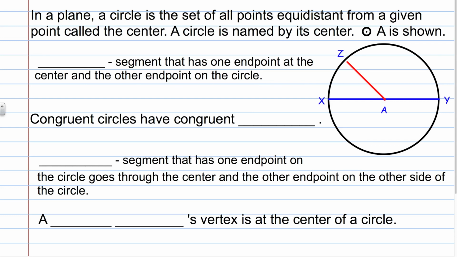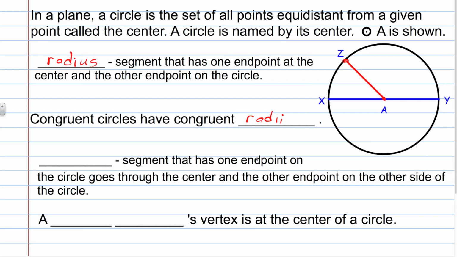Here, blank, a segment has one endpoint at the center and the other endpoint on the circle. In this case, we're talking about this here, A to Z, and that's called a radius. And hopefully you knew that. Congruent circles have congruent radii. That'd be the way to say that. Radii, that'd be with two eyes. So congruent circles have congruent radii.